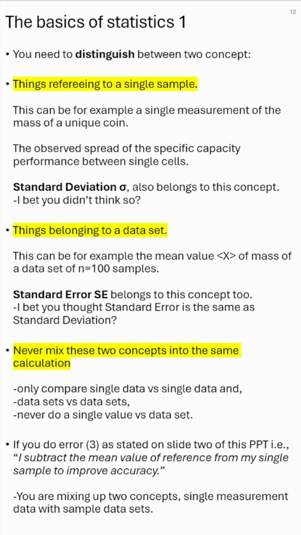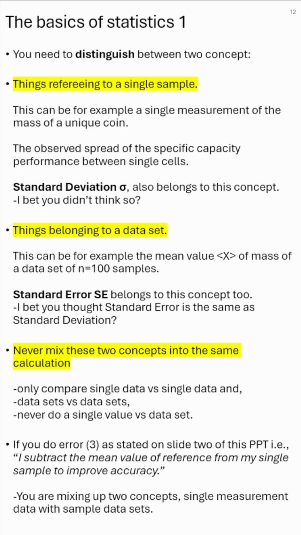The basics of statistics 1. Okay, you need to distinguish between two concepts. The first thing is things that refer to single samples. And what I mean by that can be, for example, a single measurement. You measure the mass of a coin.